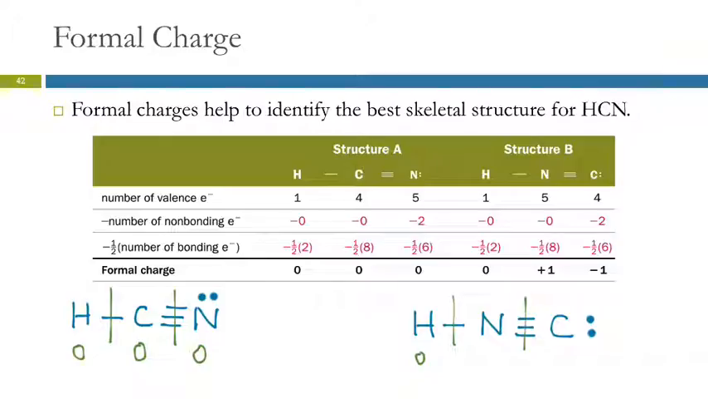Nitrogen. Nitrogen brings in 5 and leaves with how many? 4. So that equals +1. Carbon brought 4, leaves with 5. So that's -1. So we say that this carbon has a formal charge of -1. This nitrogen has a formal charge of +1. Over here, carbon and nitrogen both had formal charges of 0. That tells us this is the correct structure. That's going to be lower in energy. Okay?